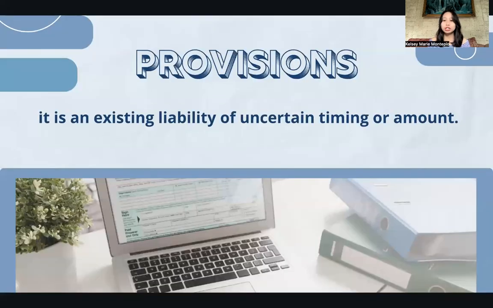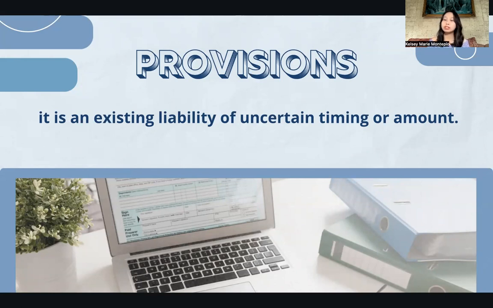When we say provisions, it is an existing liability of uncertain timing or amount. It means that there is a debt with no certain time as to when it will be paid, or rather, there is no certainty of what amount would be borrowed.